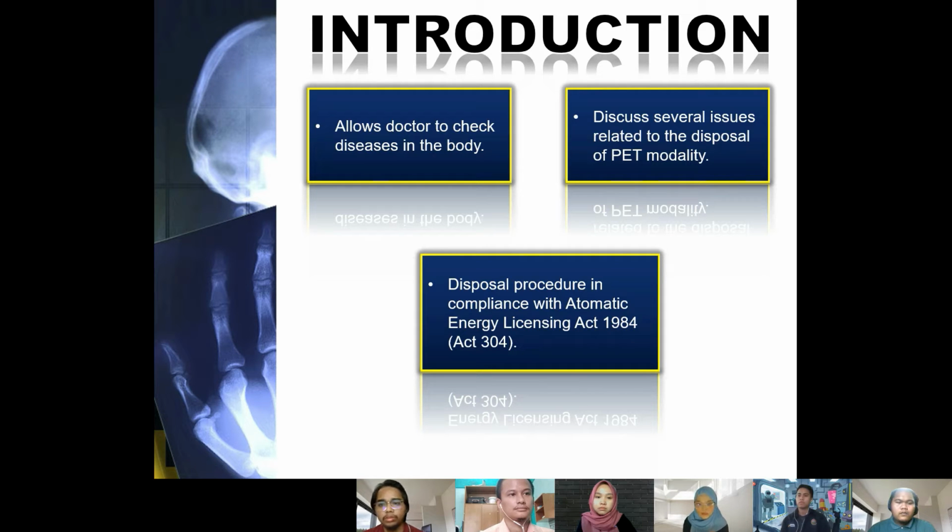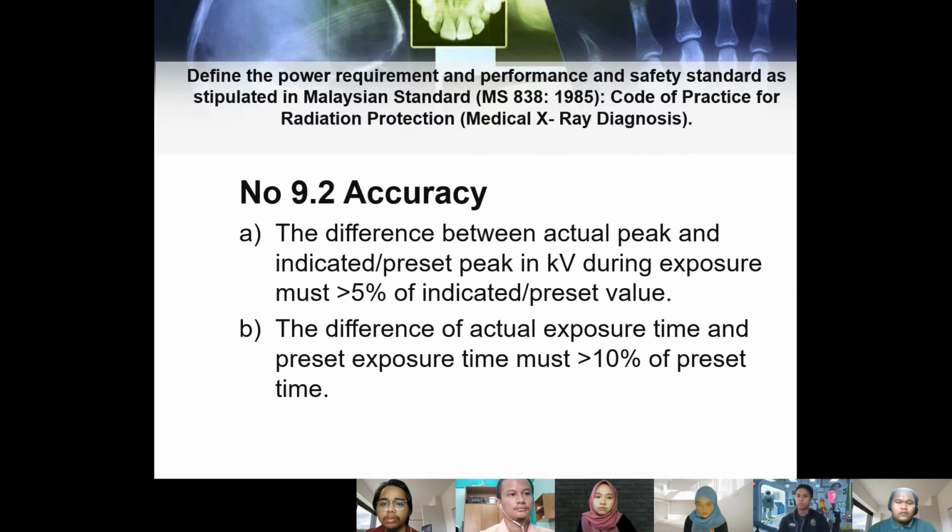The first part will be presented by Muhammad Haziq. Please welcome. All right, thank you, Ainiena. I will talk about the power requirement and the performance and safety standard as stipulated in Malaysian Standard (MS) 838 year 1985, Code of Practice for Radiation Protection of Medical X-ray Diagnosis.